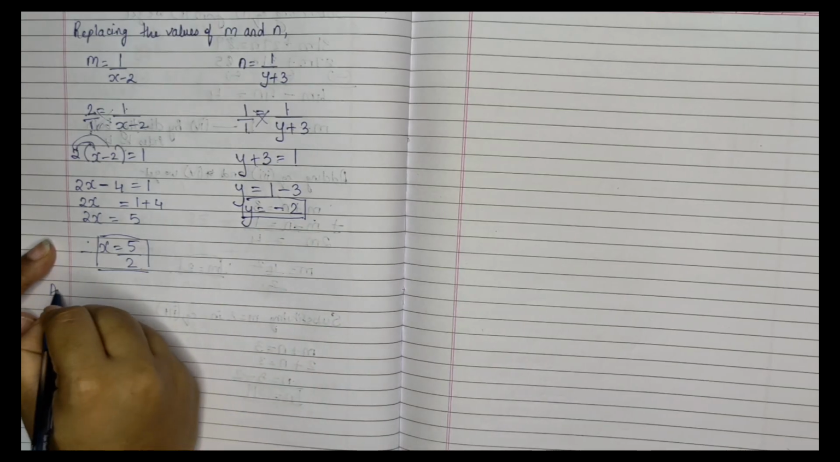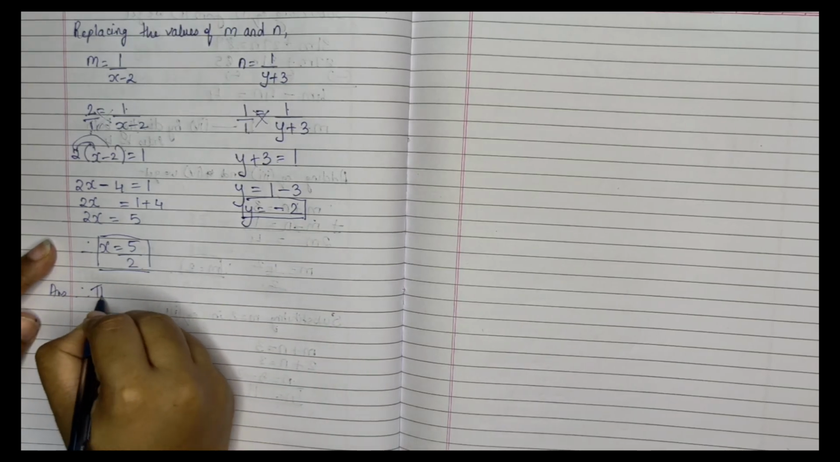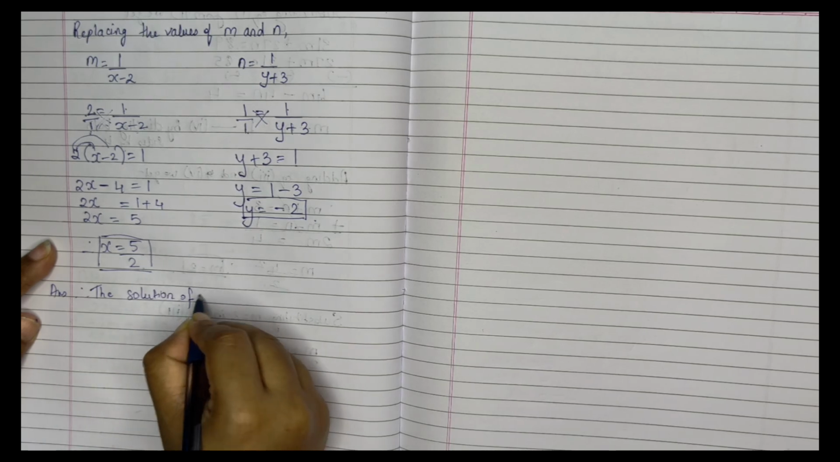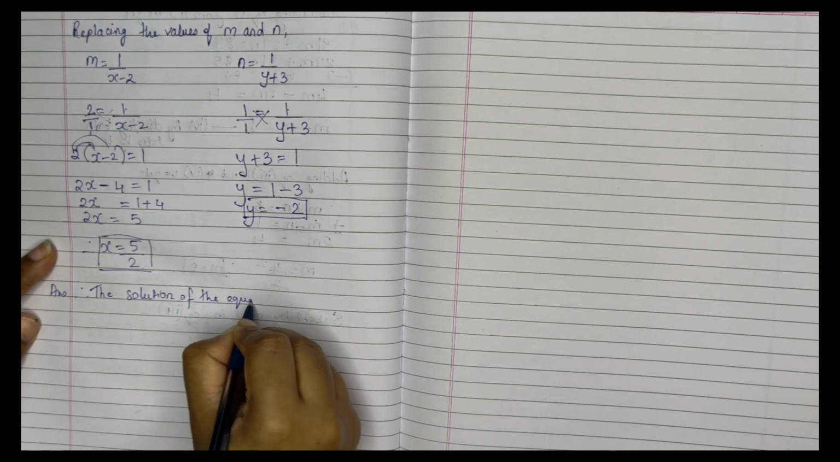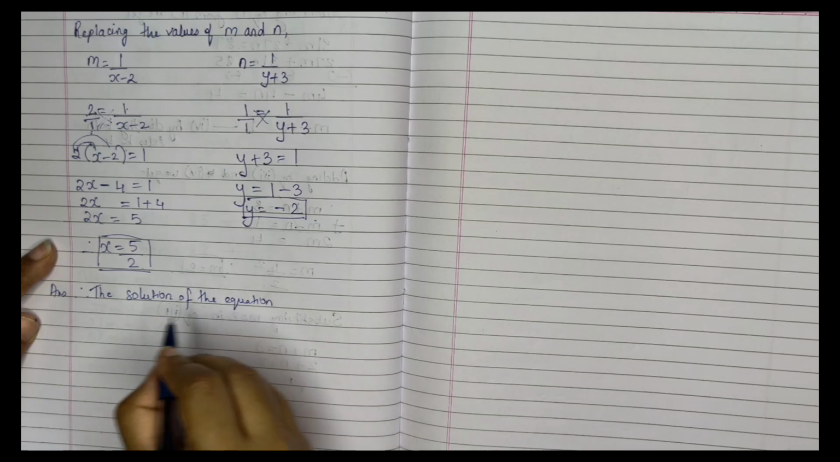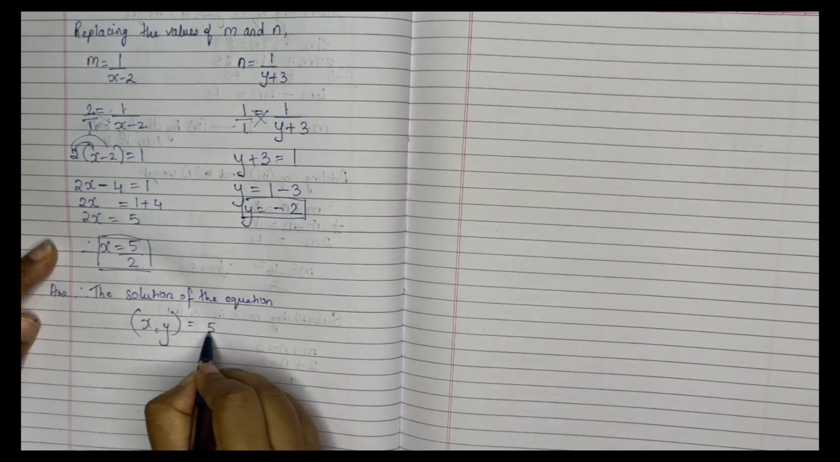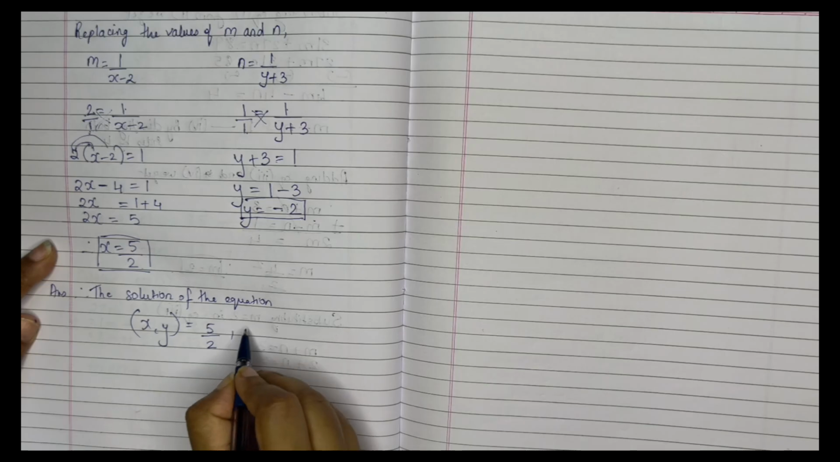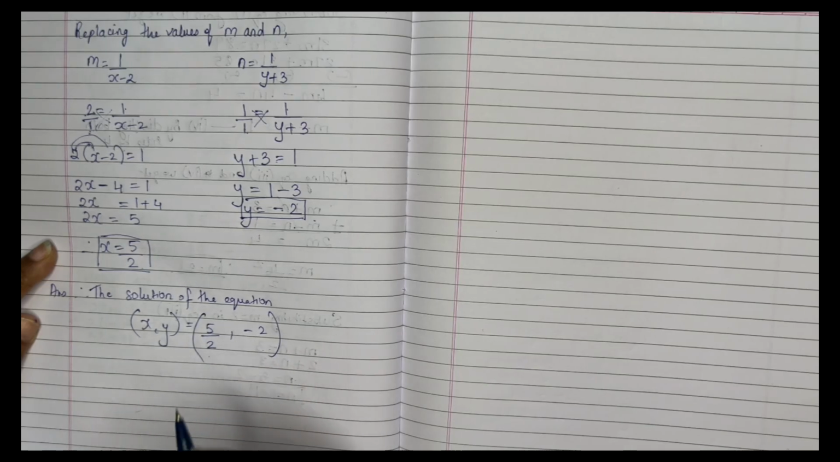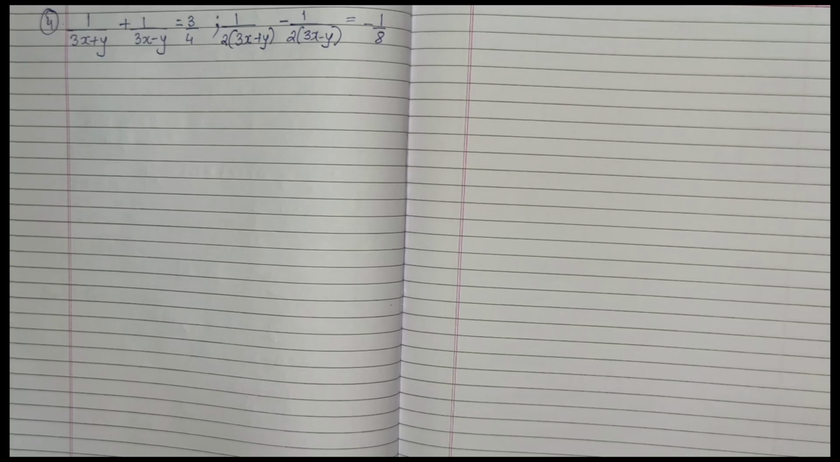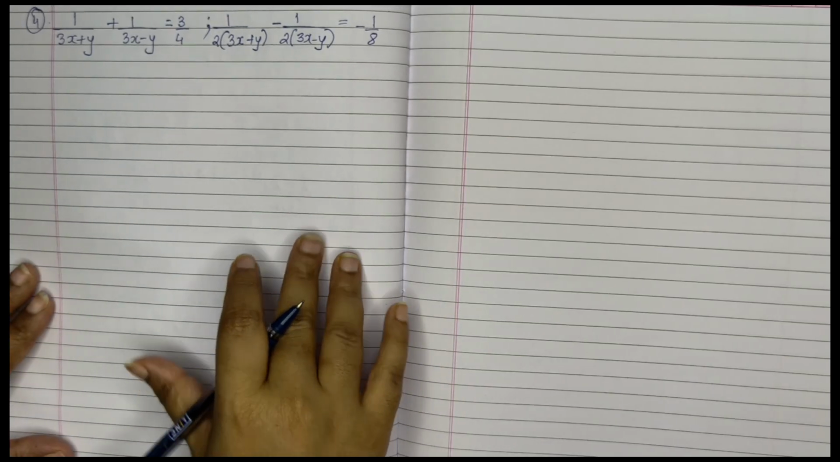So the answer, therefore the solution of the equation x, y is equal to, x we got 5 upon 2 and y is minus 2. So now we'll do the fourth sum. Now see the fourth sum.